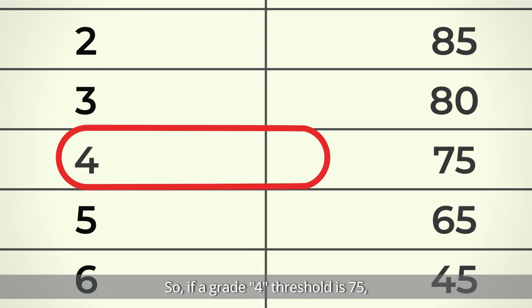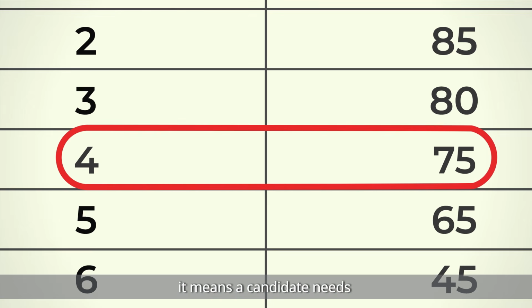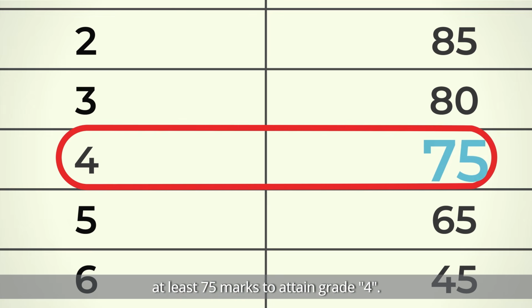So, if a grade 4 threshold is 75, it means a candidate needs at least 75 marks to attain grade 4.